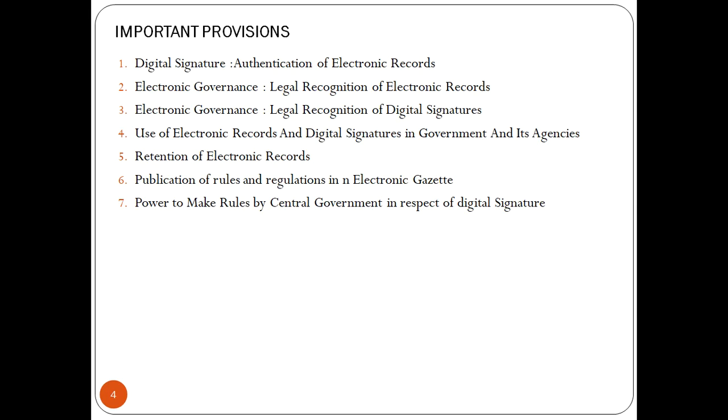Third one is electronic governance. Here we'll see how the legal recognition of digital signatures can be done. Digital signature is the electronic or digital equivalent of a physical signature. Just as a physical signature on a paper document establishes the origin of that document, a digital signature affixed to a digital document, meaning a soft copy, establishes the origin of that digital document.